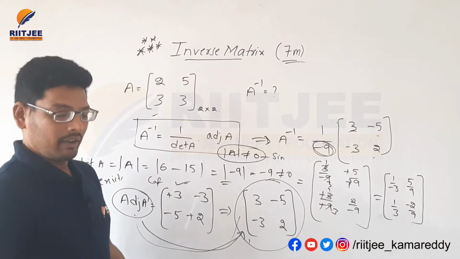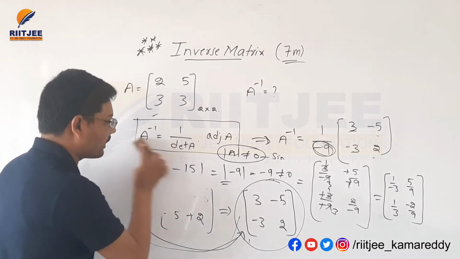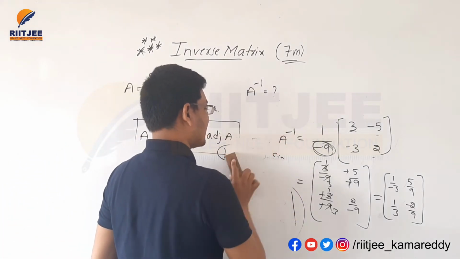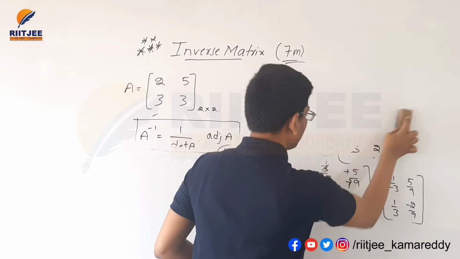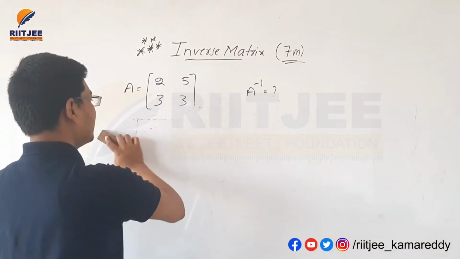Let us take one more example for A inverse of a 3 by 3 matrix. This is the most important one here. For 7 marks they will ask in the IPE exam. This is a short form of inverse of a 2 by 2 matrix here. I am taking one more example here.